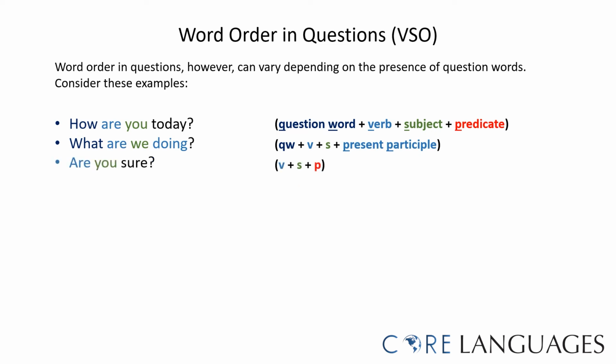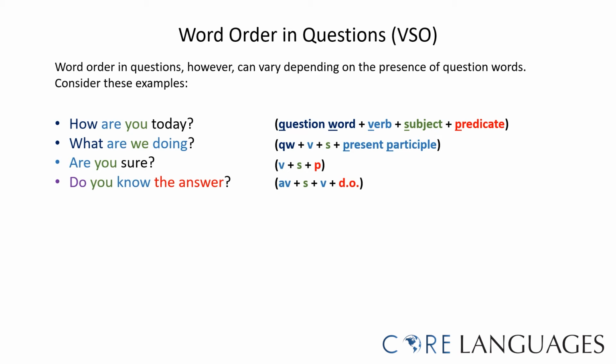This sentence does not use a question word, and it only uses the verb to be. For questions that only use the verb to be, we follow the word order verb, subject, and object, or verb, subject, and predicate. Are you sure?